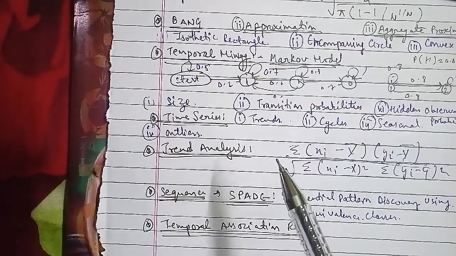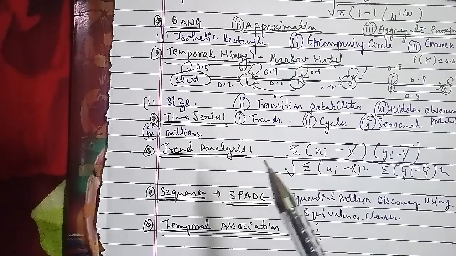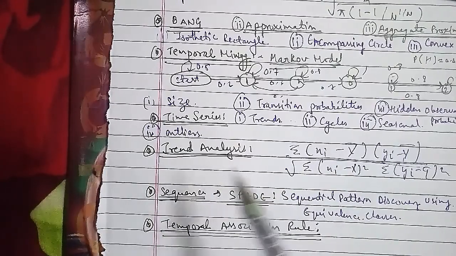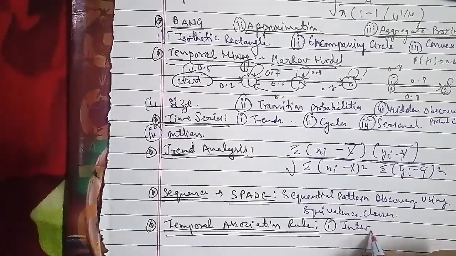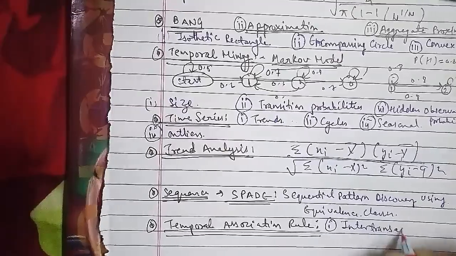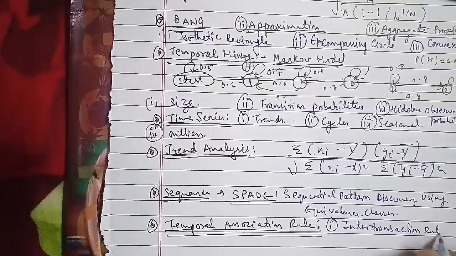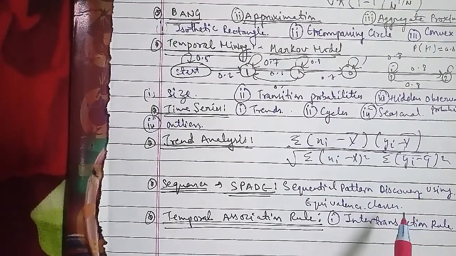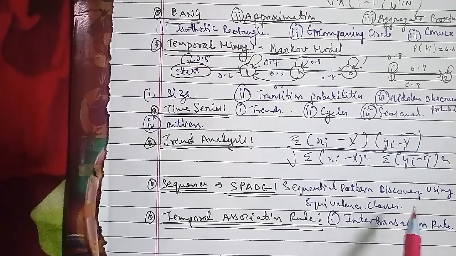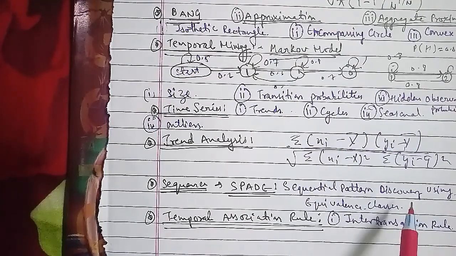Now we'll discuss the inter-transaction rule in detail. Basic association rule approaches look only at items occurring together within one transaction, and these may be perceived as intra-transaction association rules as well. Now the second one we'll go ahead with is the episode rule.